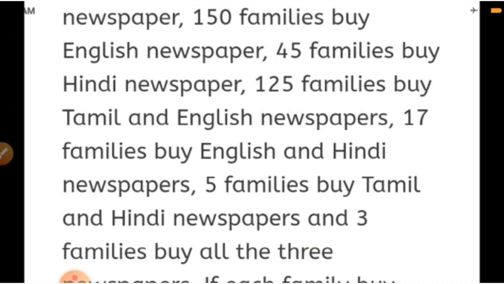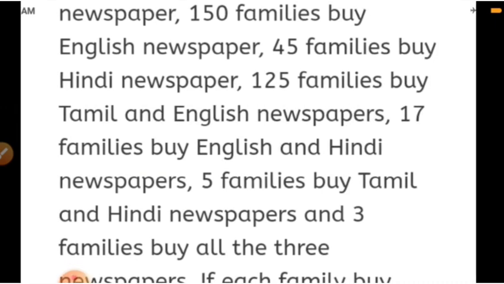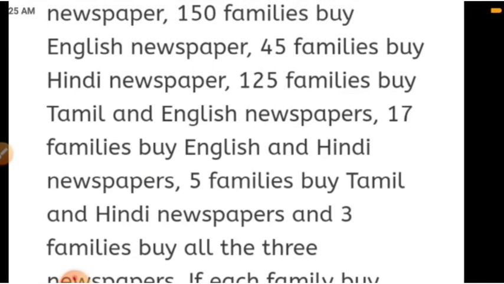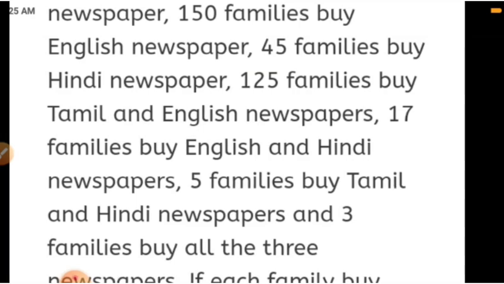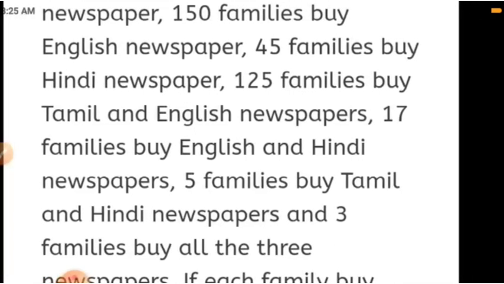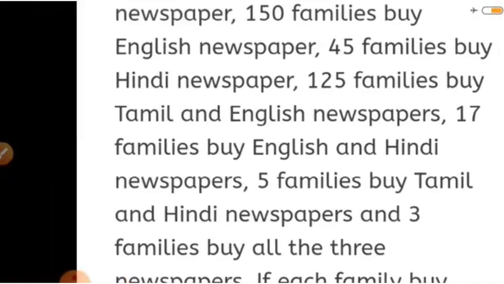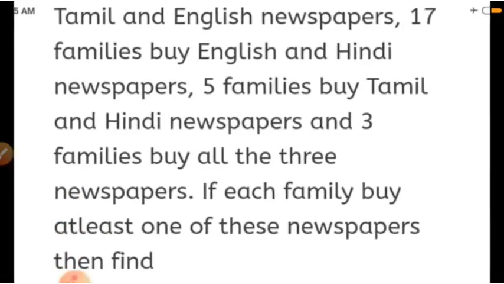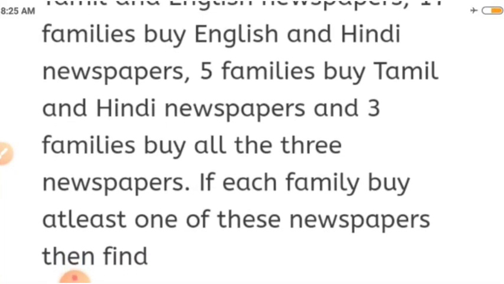125 families buy Tamil and English newspapers, 17 families buy English and Hindi newspapers, 5 families buy Tamil and Hindi newspapers, and 3 families buy all the 3 newspapers. Each family buys at least one of these newspapers.